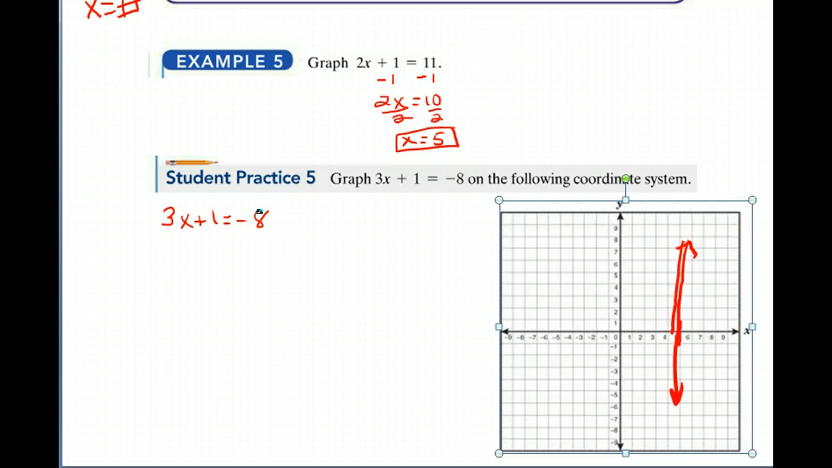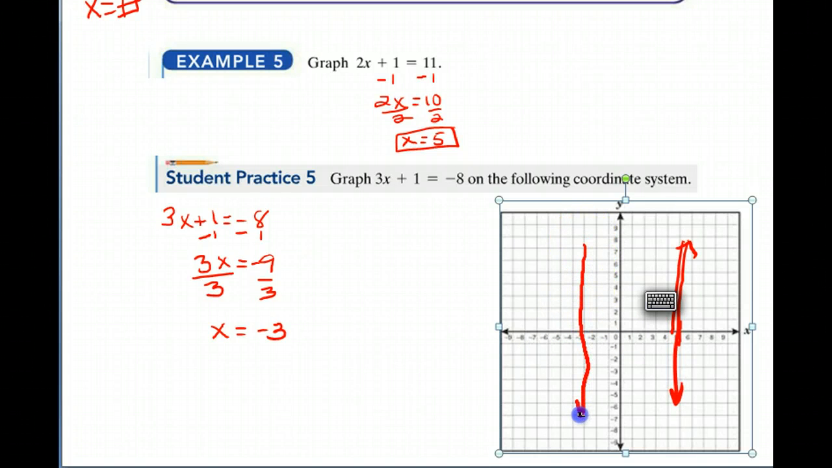Okay, by now you should have had an opportunity to complete student practice number 5. The first thing that you would want to do is simplify your problem down to just the x equals form. So we want to subtract 1 from both sides, so we should have 3x equals -9. Divide both sides by 3, and we should have that x equals -3. So we just have one variable to work with. We have x equals. So that's going to tell us that it's a vertical line cutting through the x-axis at -3.